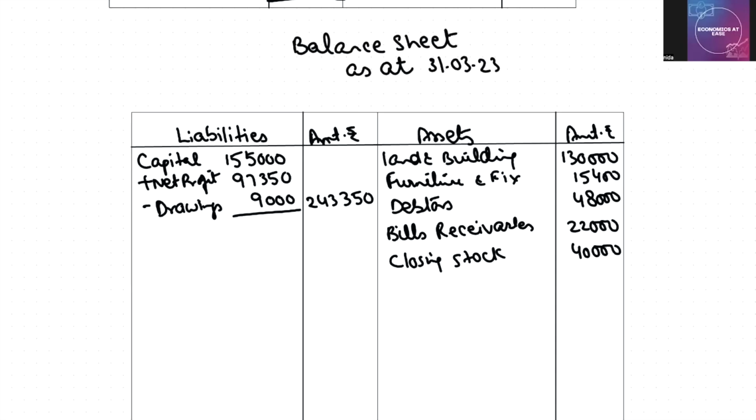Then cash in hand and cash at bank. Cash in hand is 750 and cash at bank is 22,700.